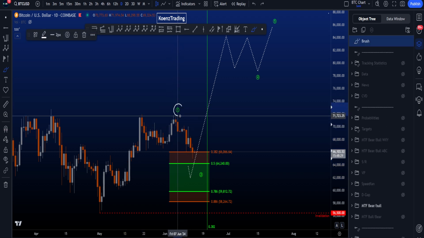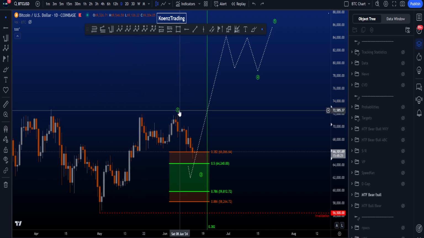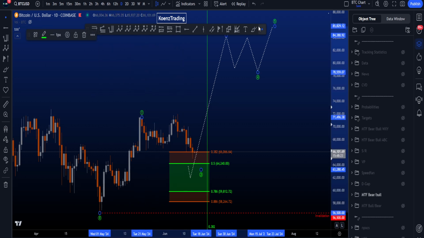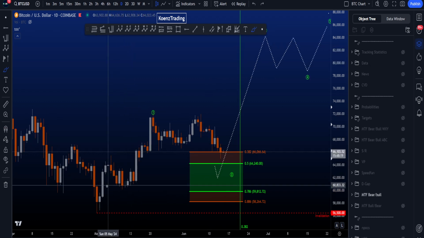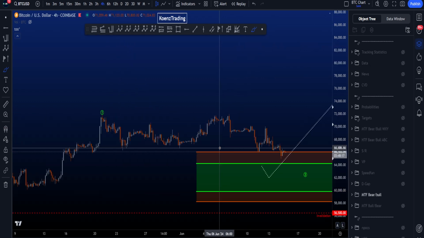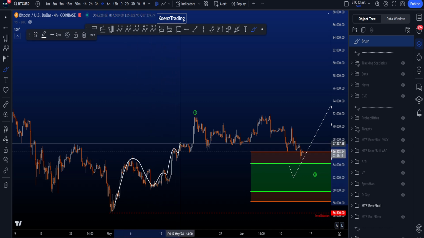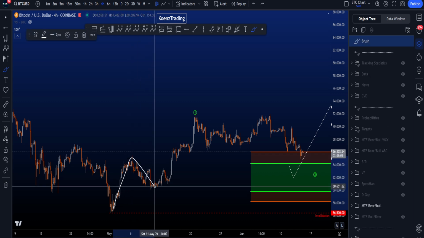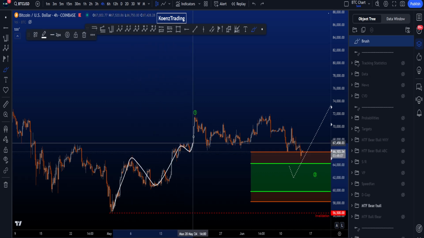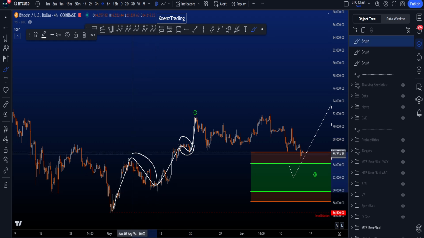If we move wave 1 to this high over here, then we need to count an impulse in this first structure to the upside. However, on the lower time frames, that means that we then have to count a wave 1, 2, 1, 2, 3, 4, 5 to finish wave 3. This is your 4, 5. In other words, 1, 2, 3, 4, and then a wave 5. This wave 4 is the same degree as this wave 2.